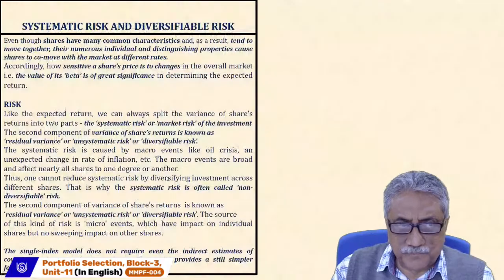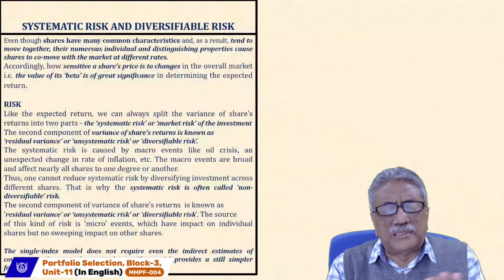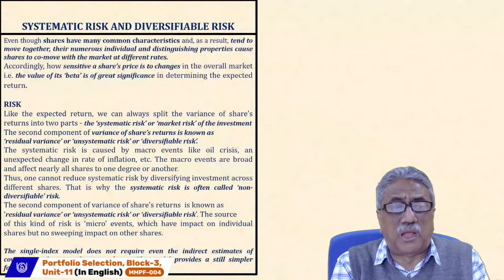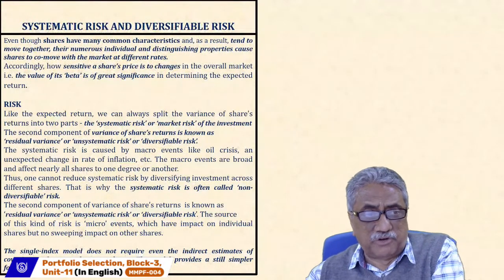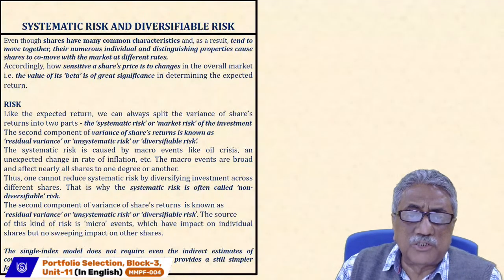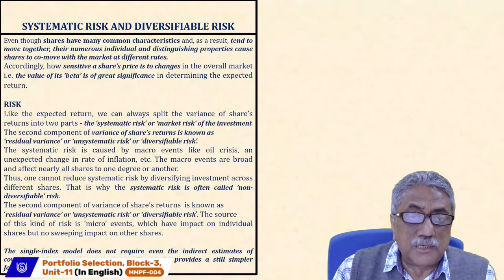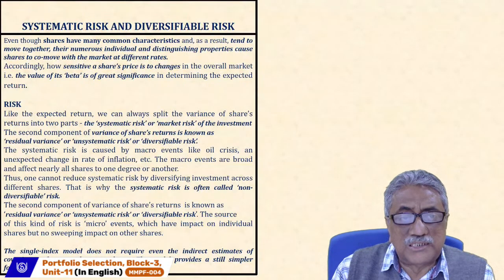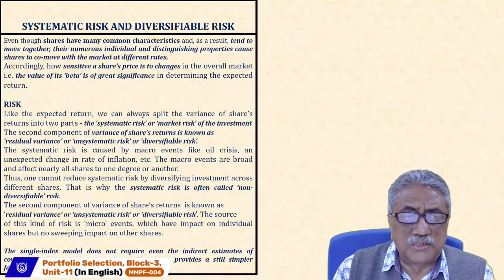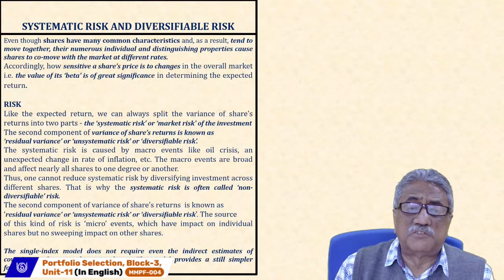Now, risk. Like expected return, I segregated it into two parts. One, standalone for the company, another is market effect. So, like the expected return, we can always split the variance of the shares. Variance means risk. Share returns split into two parts. One is systematic risk or market risk of the investment. The second component of the variance of share return is known as residual variance or unsystematic or diversifiable risk.